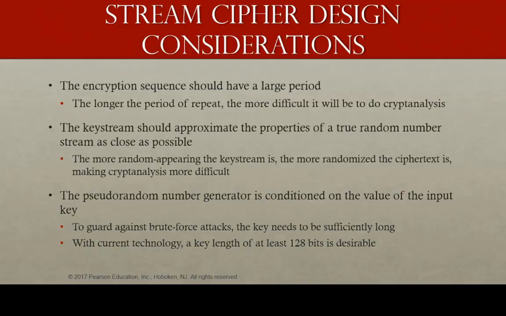2. The key stream should approximate the properties of a true random number stream as close as possible. For example, there should be an approximately equal number of ones and zeros. If the key stream is treated as a stream of bytes, then all of the 256 possible byte values should appear approximately equally often. The more random appearing the key stream is, the more randomized the ciphertext is, making cryptanalysis more difficult.